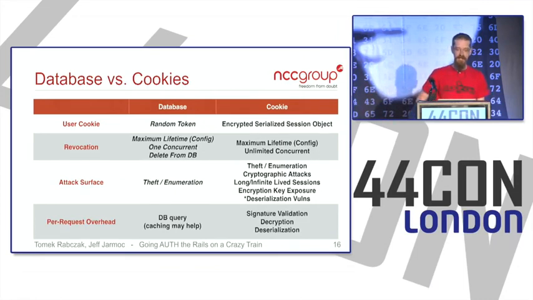And then the last thing to discuss here is the overhead. Database sessions, you have to do a query on every request because you've got to take that token, look it up in the database, and retrieve the session object. Caching might help you there. If someone's visiting the site frequently, it's likely to cache that result. On cookie sessions, you've got the whole process of validating the signature to ensure that cookie hasn't been tampered with. You've got to decrypt that value, and then you've got to deserialize that cookie.